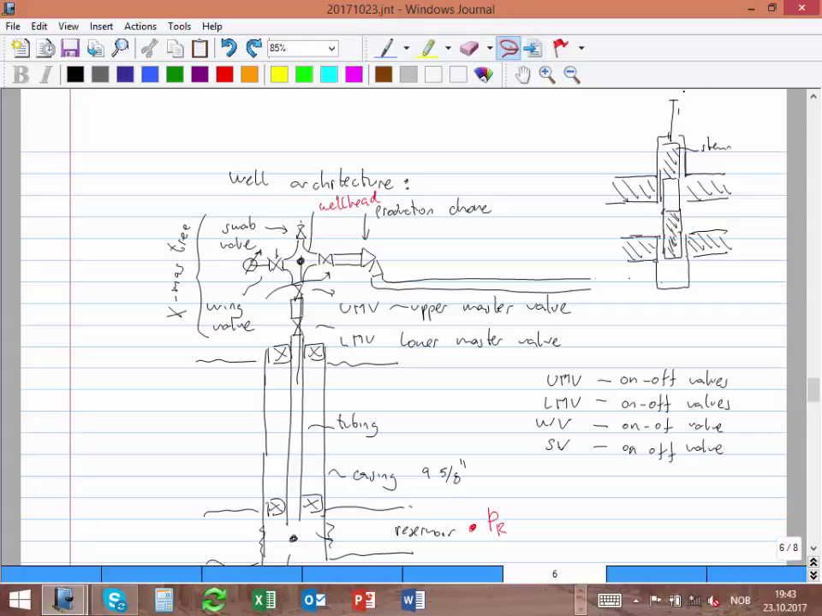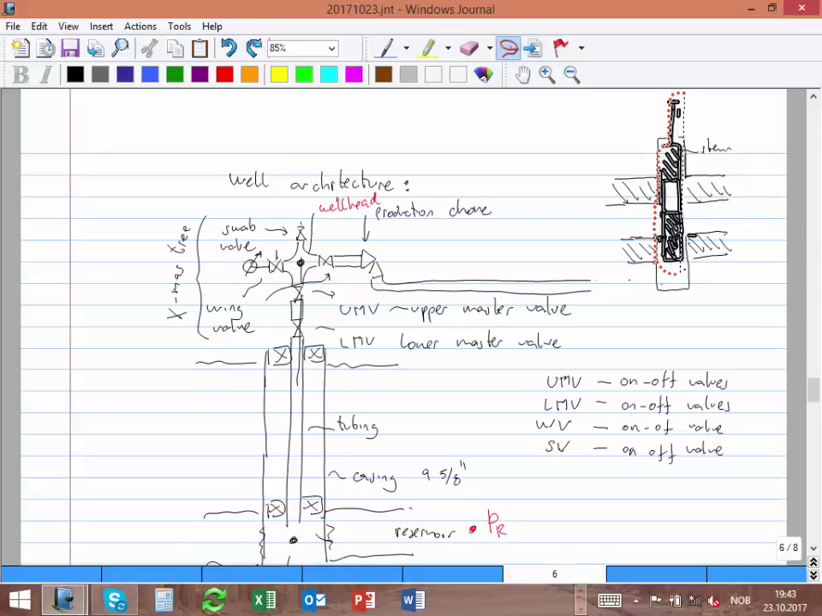Let's again try to pull it all the way up. Now it's in the complete closed position. So is the pressure, let's say that's from the well, from the reservoir, and that's from the separator. This pressure is much higher than this pressure. So actually, it pushes the moving part against this and creates a seal.